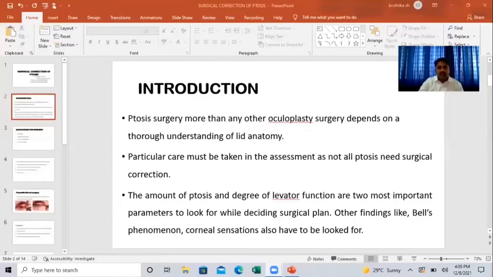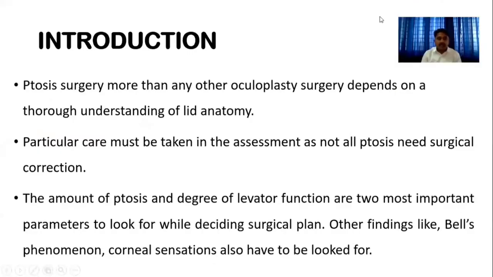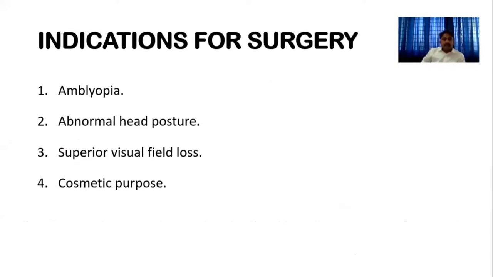Good afternoon. I thank the Chairman and the Scientific Committee for giving me this opportunity to talk on surgical management of ptosis. Ptosis is a procedure where you should know the anatomy. Anatomy of the levator palpebrae superioris is key to a good outcome for all ptosis surgeries. Particular care must be taken in assessment, as not all ptosis requires surgical correction. The amount of ptosis and degree of levator function are the two most important parameters to look for while deciding the ptosis surgery. The other important findings are Bell's phenomenon and corneal sensation.